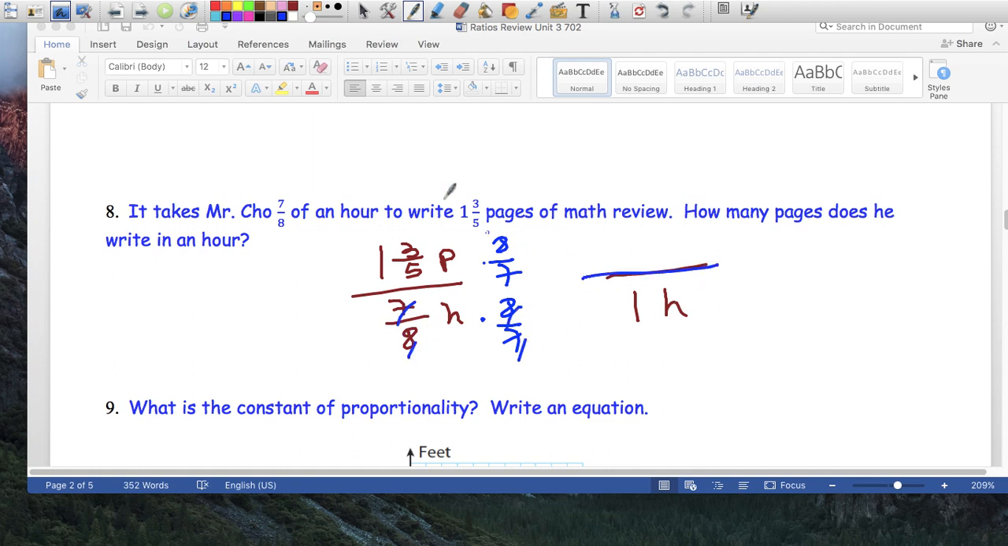This is my 1 hour, and on top I multiplied that. So let me just change that. 5 times 1 is 5, plus 3, that becomes 8 over 5. And I'll multiply that by 8 over 7. I'm changing that to an improper fraction. Can I cancel anything out? No, so I get 64 over 35. And if you change that to a mixed number, you get 1 and 29 over 35 pages in 1 hour.